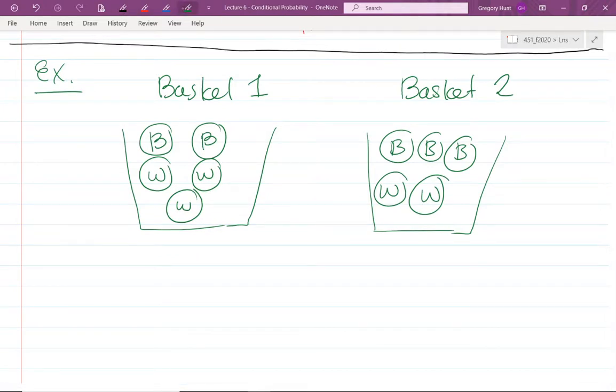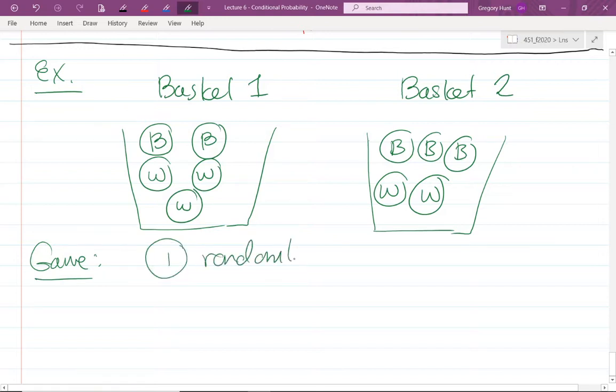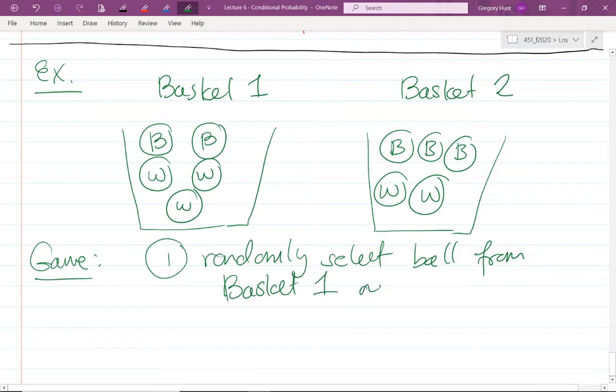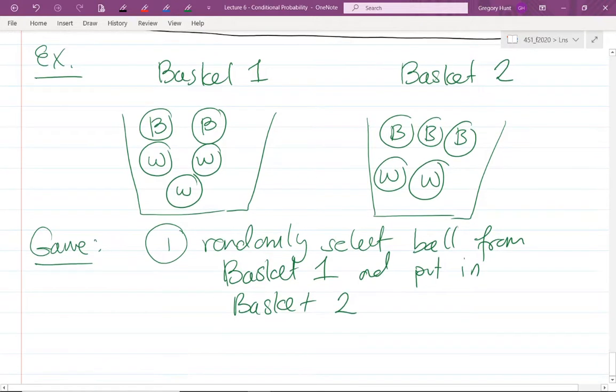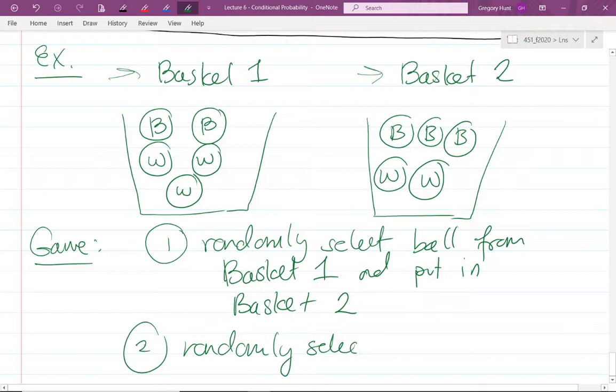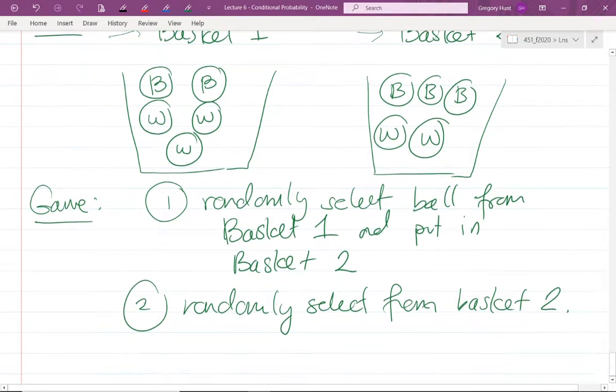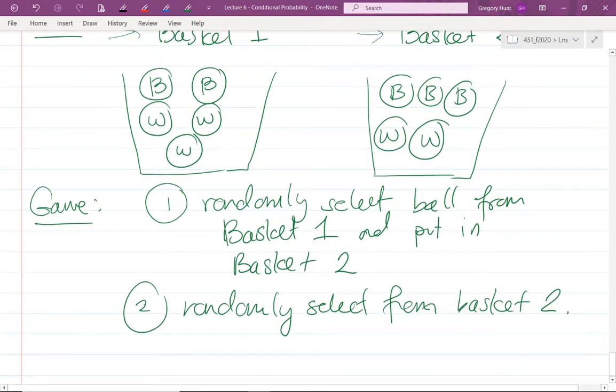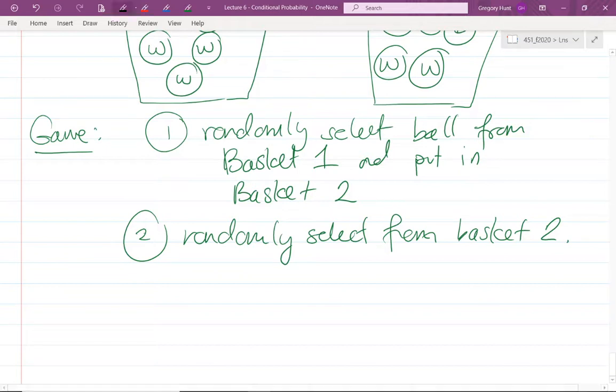Okay. Here's the game I'm going to play. Step one, randomly select a ball from basket one and put it in basket two. I'm randomly going to take one of these from basket one, throw it in basket two, and then step two, randomly select a ball from basket two. Okay, that's a bit more complicated than the probability problems we've dealt with so far.